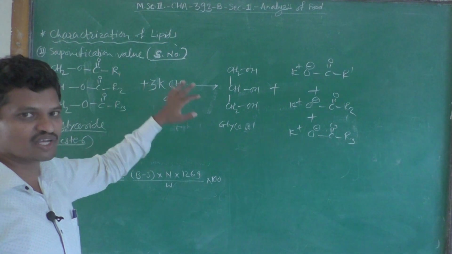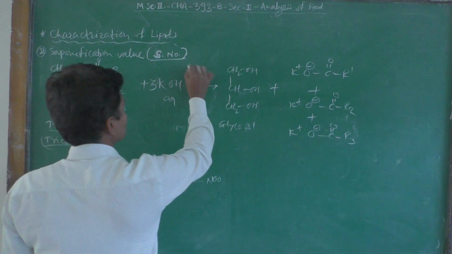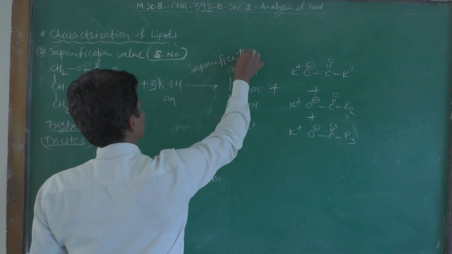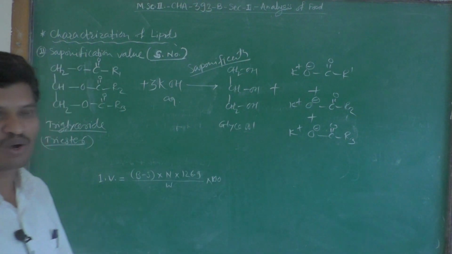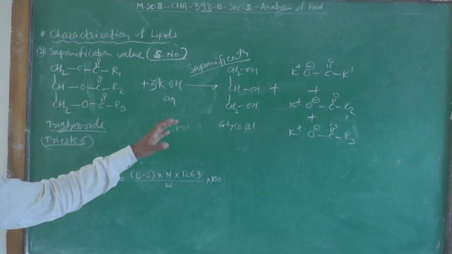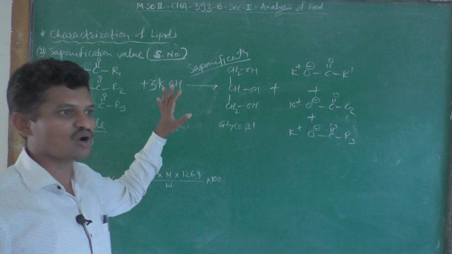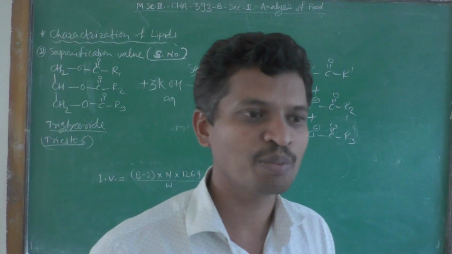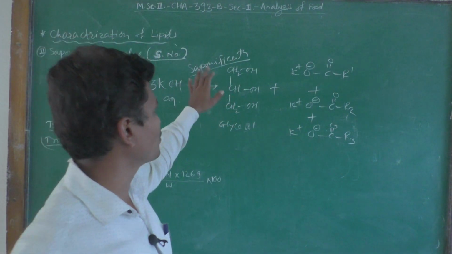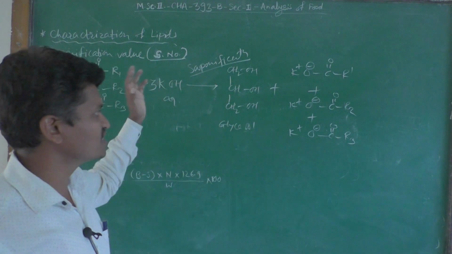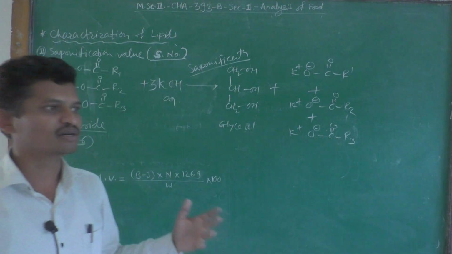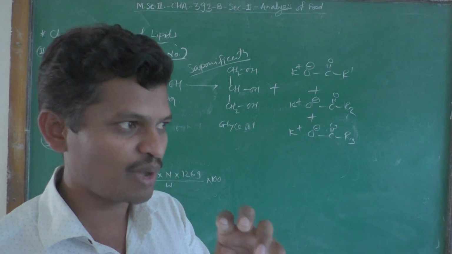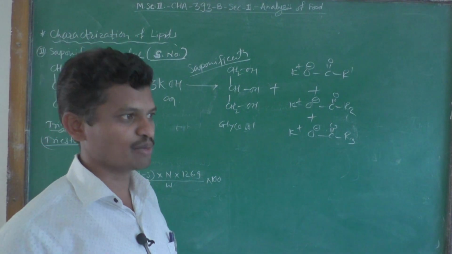hydrolysis or saponification. This reaction is also known as saponification of triglyceride or lipids or fats. This is nothing but an alkaline hydrolysis of fats, or basic hydrolysis of lipids, known as the saponification reaction, and from this reaction we can determine the saponification value or saponification number for the fat or lipid present in the food sample.